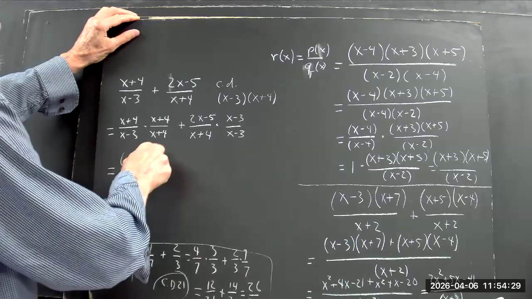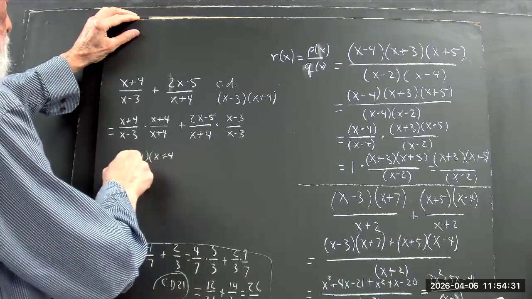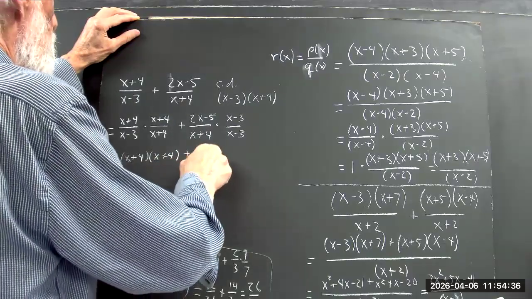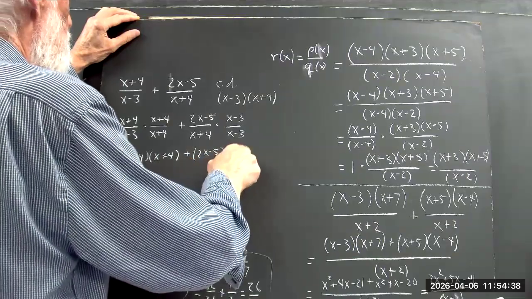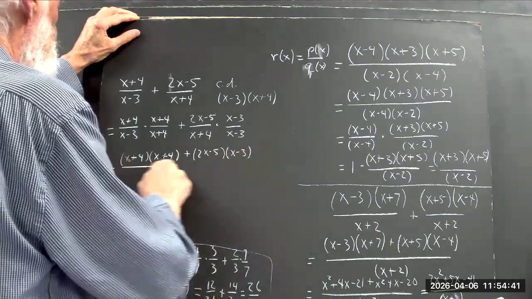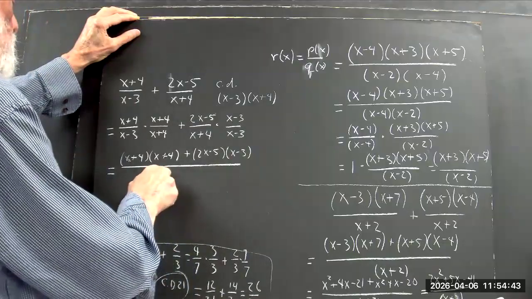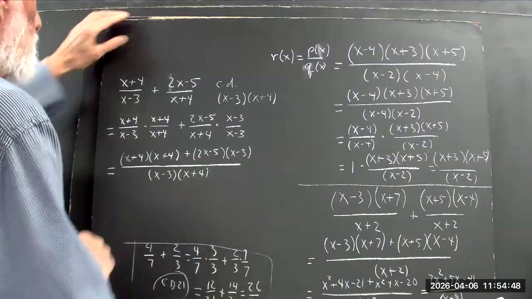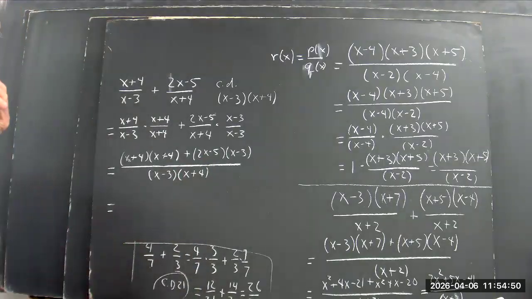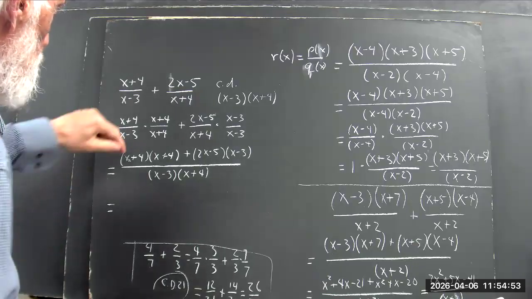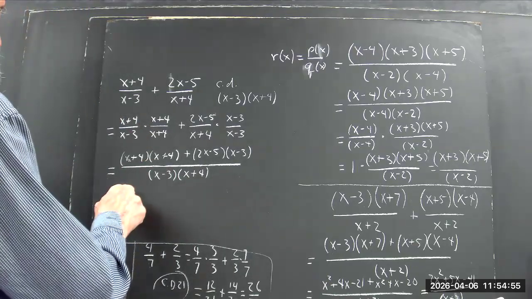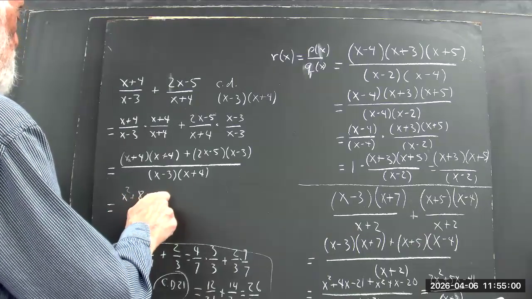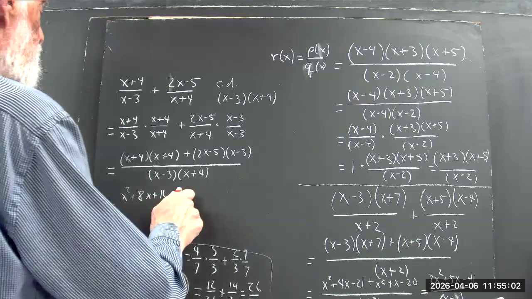x plus 4 multiplied by x plus 4 plus 2x minus 5 multiplied by x minus 3, divided by x minus 3 times x plus 4. And what does that equal? Well, if we multiply x plus 4 by itself, it gives me x squared plus 8x plus 16.